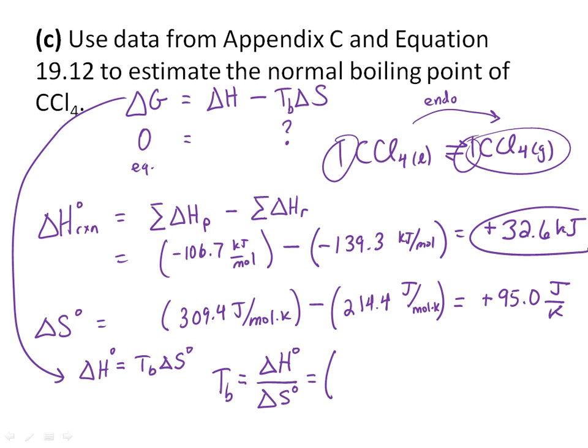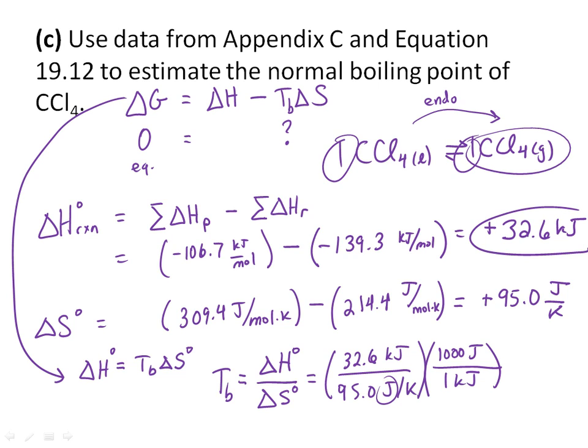And I'm just going to take my 32.6 kilojoules and divide that by my entropy, which is 95.0 joules per Kelvin. And this is why we use units, because I'm going to catch my mistake here. I need to get this joules into kilojoules or vice versa. So I know that there's 1,000 joules for every kilojoule. And so now I can cancel out my joules, and the kilojoules also cancel. And I'm left with 1 over 1 over Kelvin, which is Kelvin. So that gives me 343 Kelvin for correct sig figs, which is around 70 degrees Celsius.